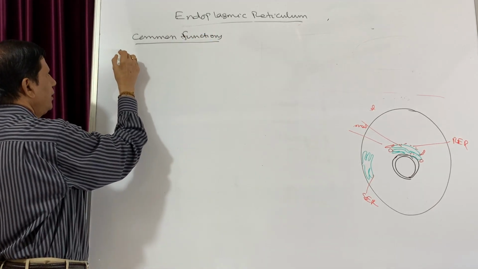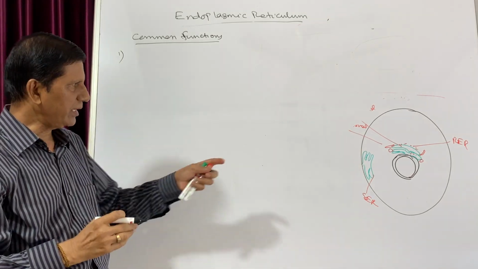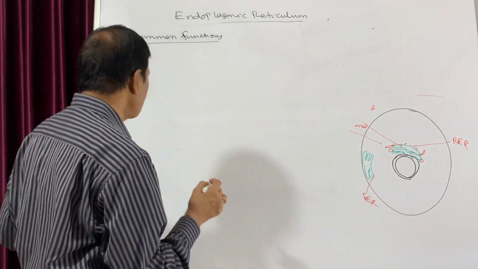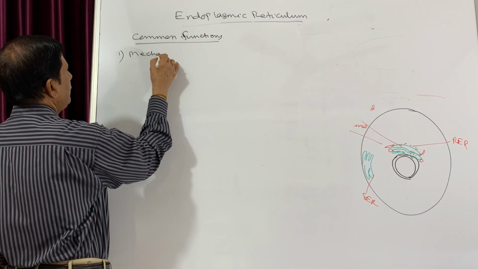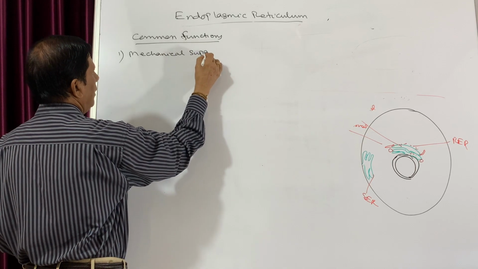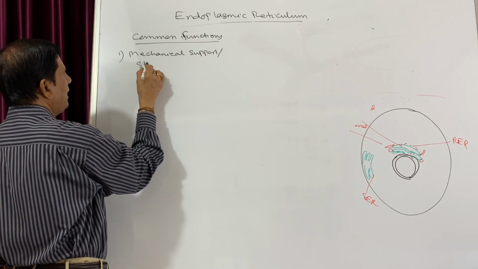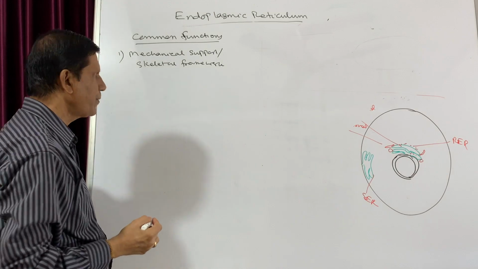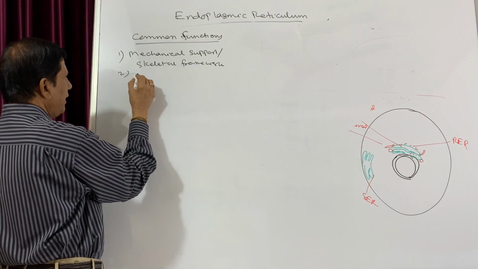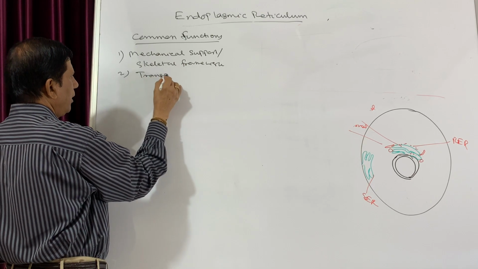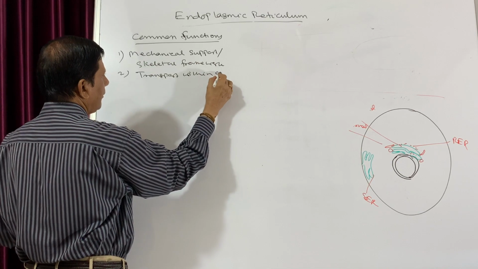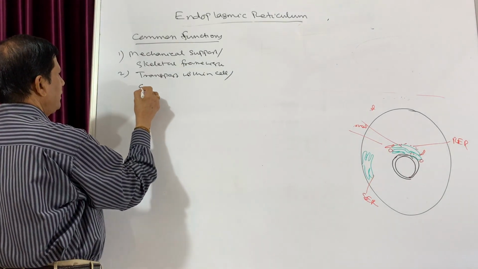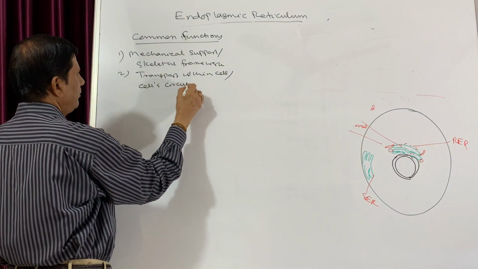Among the common functions, the most important is, since it forms a reticulated network, that it provides mechanical support, or we can say it provides a skeletal framework. This is one of the important functions. Then the second function is transport within the cell. That means it functions like a cell's circulatory system.